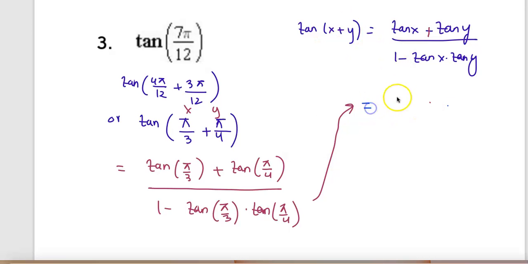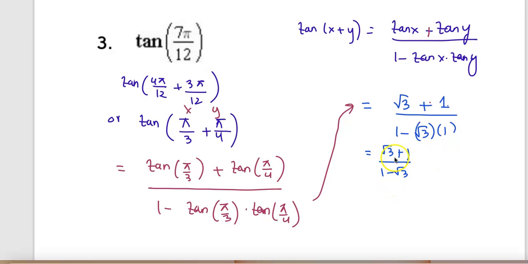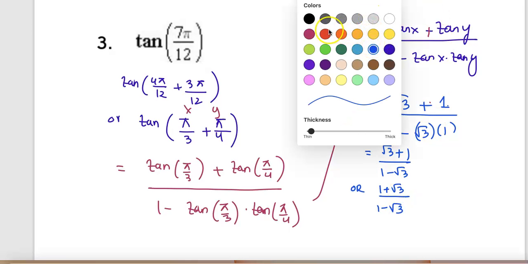Let's change the color. So what is your tangent pi over 3? That's your radical 3, and tangent pi over 4, which is 45 degrees, that's your 1. This is your 1 minus, similarly over here tangent 3 times 1. So your step will be radical 3 plus 1 over 1 minus radical 3. By looking at the denominator and numerator, I can see those terms are same, only the difference is the positive or negative sign. So I can rewrite it like this, 1 plus radical 3 divided by 1 minus radical 3. So this is one of my answers, but I will not stop over here.